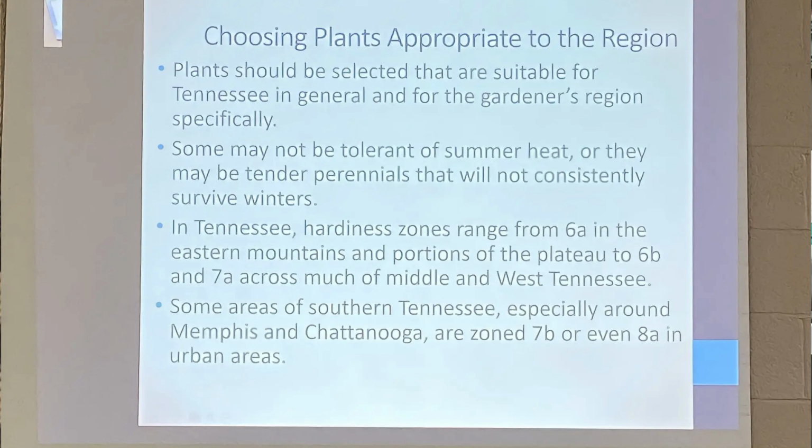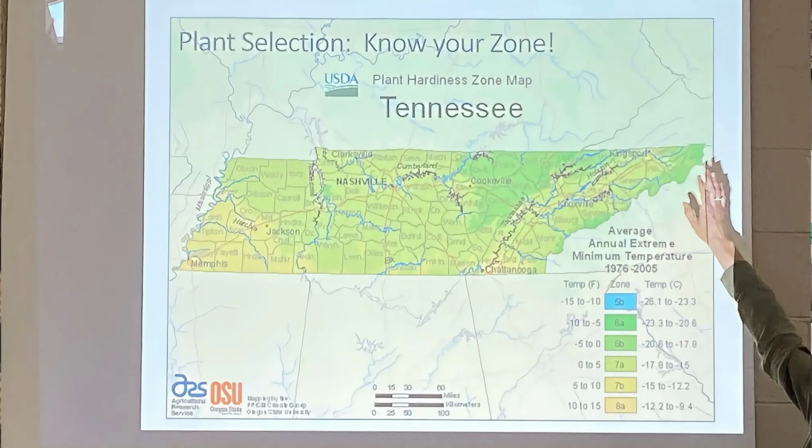Choosing plants appropriate to region. Plants should be selected that are suitable for wherever you're from in general and for the gardener's region specifically. Some may not be tolerant of summer heat, or they may be tender perennials that will not consistently survive winters. It's changed a little bit in Tennessee, where I am. We're 7B, and from all the way down to Memphis, all the way to the Tri-Cities, Bristol area, I think it's like a 5 to 8 range in Tennessee. It's just very important to know your USDA zone wherever you are.